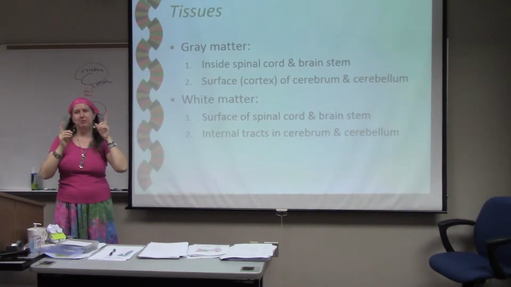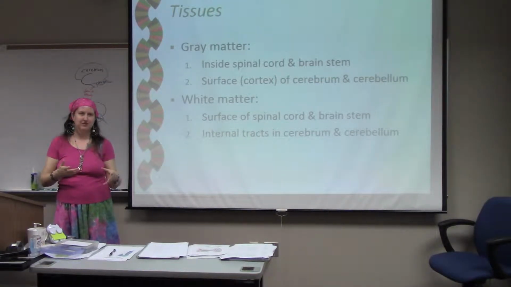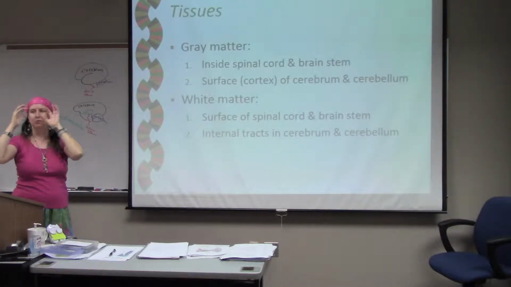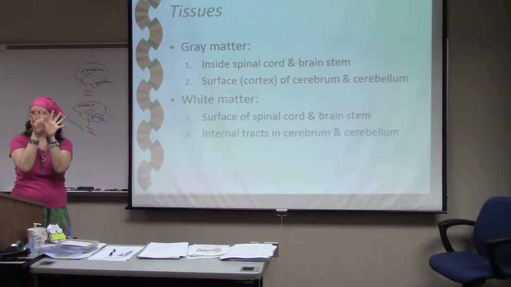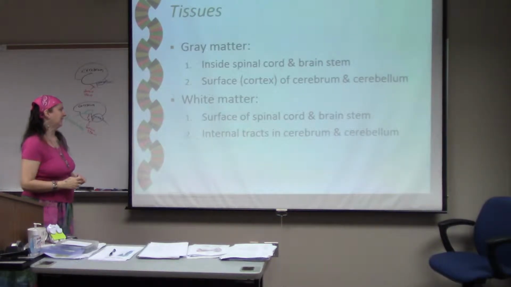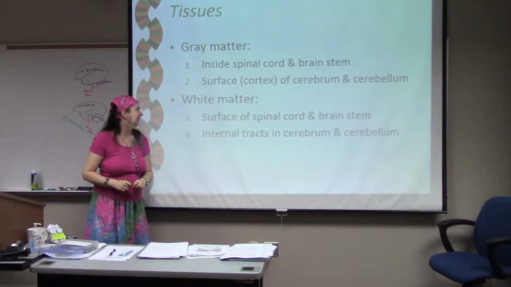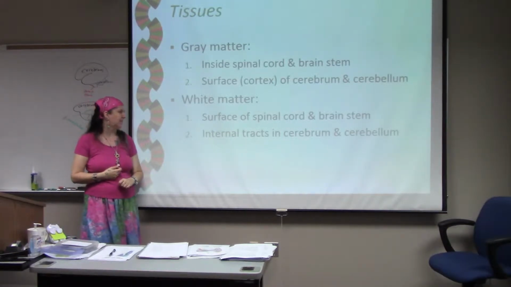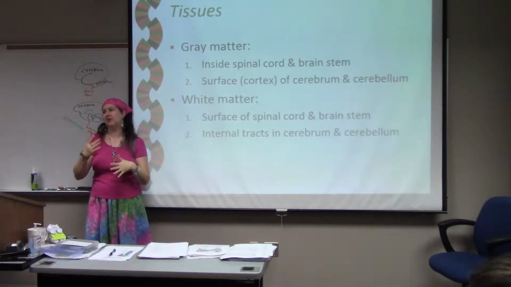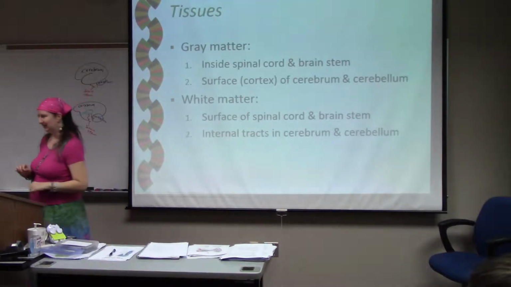When you go to the cerebrum and cerebellum, it's reversed. The gray matter is at the surface. We call it the cortex. The white matter is inside, and it's all kind of branched out, connecting to different parts of gray matter. And those are tracts. The surface parts of the spinal cord and brainstem also include tracts.